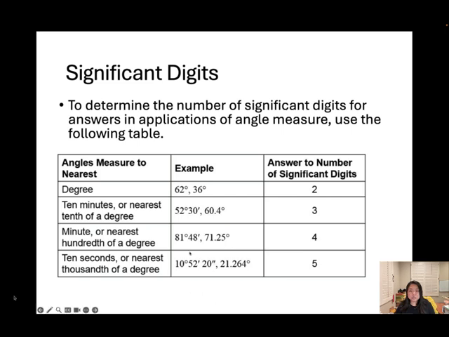Okay, this one, 10 degrees, 15 minutes, and 20 seconds. We don't have the decimal point here, so we don't count this zero. So we have one, two, three, four, five. Okay, five significant digits.